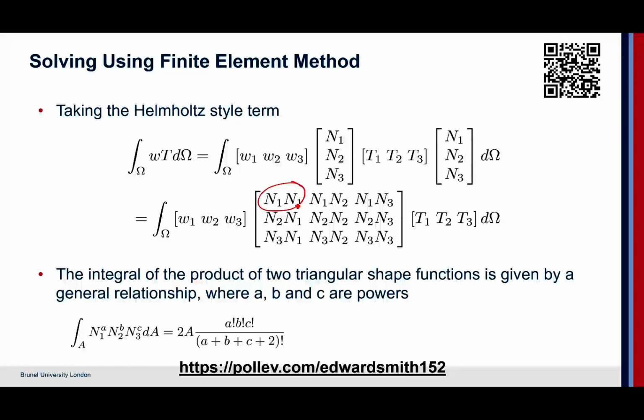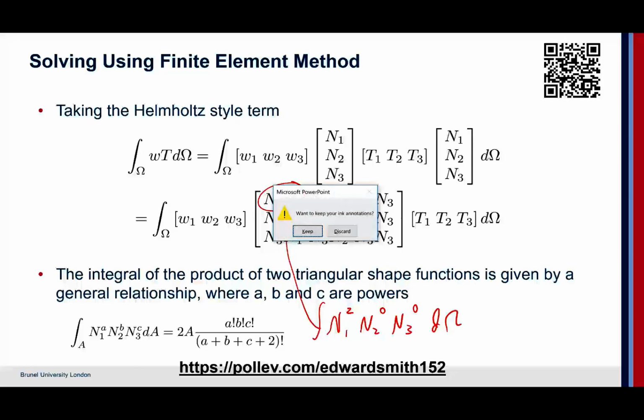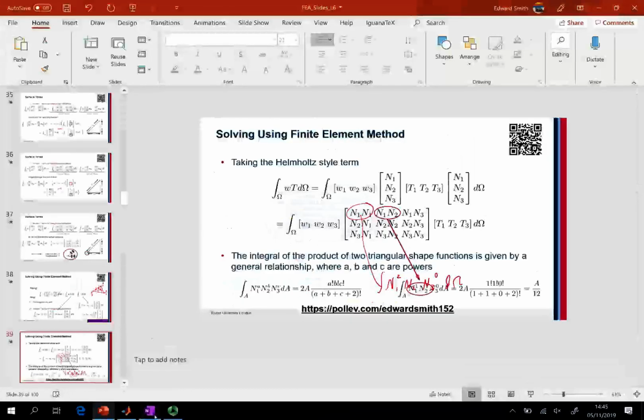To give you an idea how this works, say for n1 n1, this would be n1 to the a, where a is equal to 2. So it's n1 squared, if you like. So b is equal to 0, c is equal to 0. The idea is you work through, substituting a, b, and c, and then get the matrix of expressions. Obviously, if anyone wants to try and integrate those directly, feel free, but it would be a lot of tedious mathematics. And like I say, the advantage of using triangles is you don't actually have to, because they're well defined.